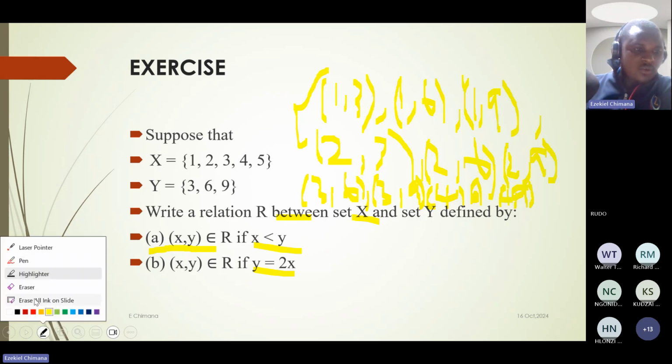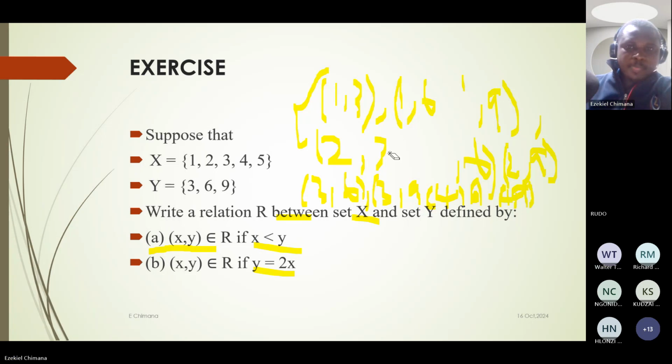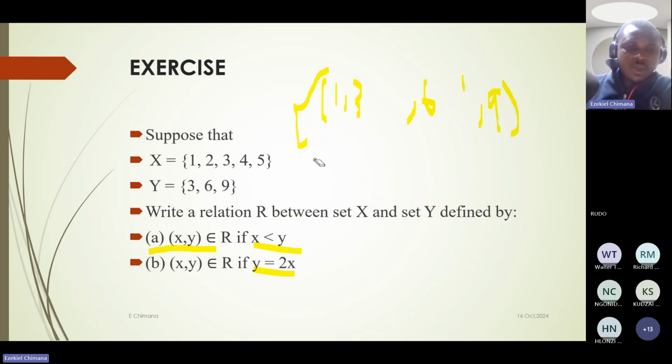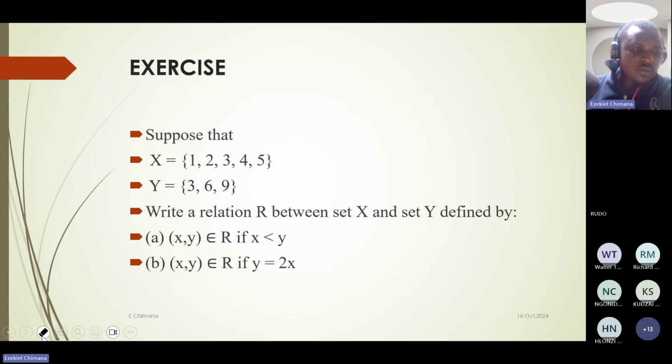And then for the second one, we are saying y must be twice x. What it means is that whenever you get your y, the y must always be 2 times x. That's how you build this relation. The first value that you have, if you multiply it by 2, you must get a y.